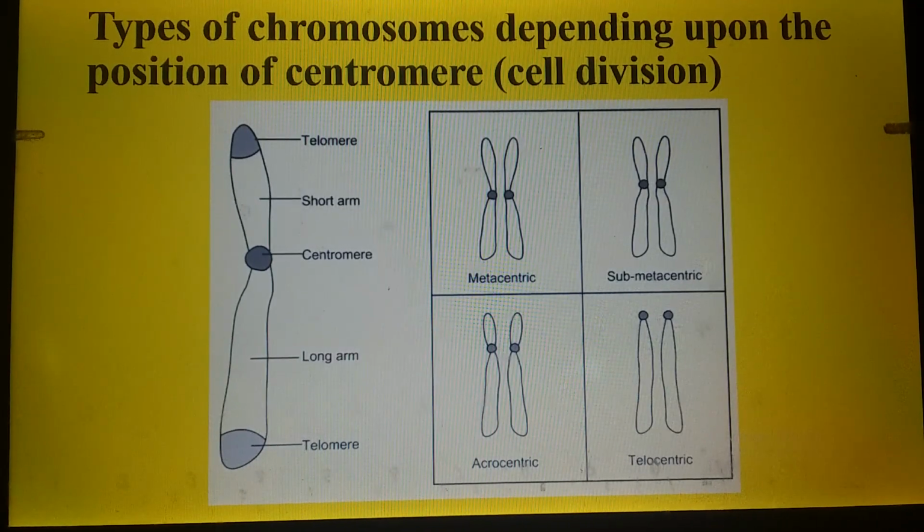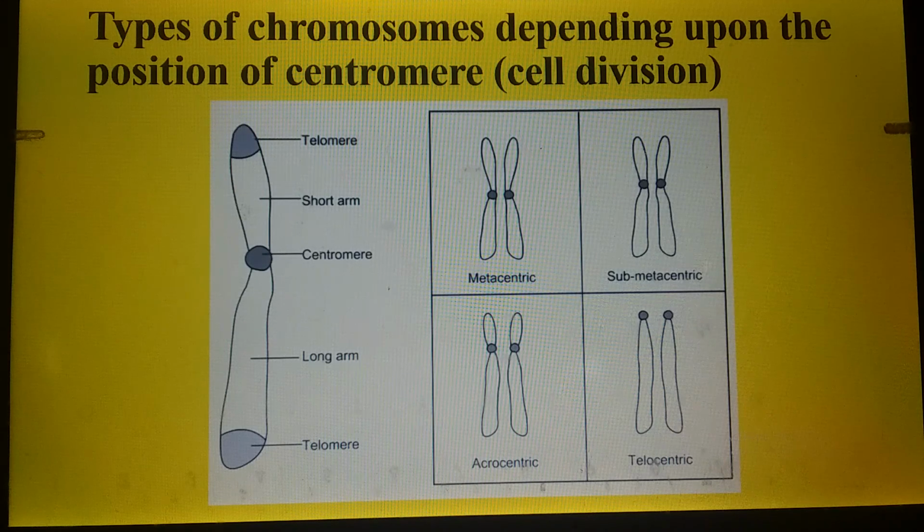Now I'm moving towards the types of the chromosome. First of all, I will discuss the types of the chromosome depending upon the position of the centromere. And these shapes I have shown you in my previous lecture during the cell division stages, prophase, metaphase, anaphase, and telophase. Now you can see here the centromere position.